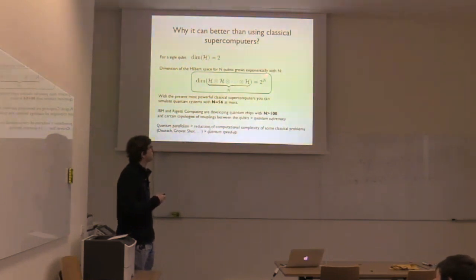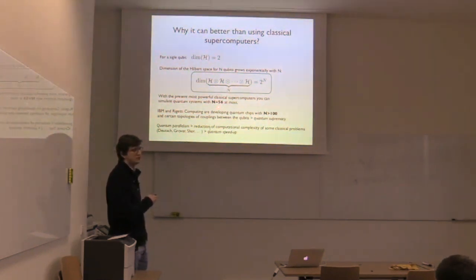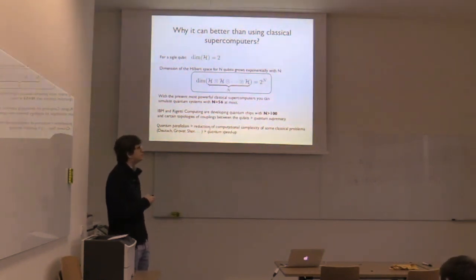The present supercomputers have difficulty multiplying such matrices, okay? So the biggest quantum system, qubit system, which has been simulated so far is with around 56 qubits, okay? Just because of the enormous dimensionality of the Hilbert space.